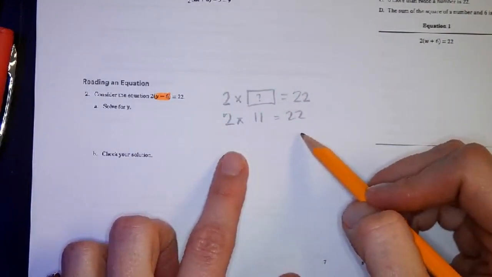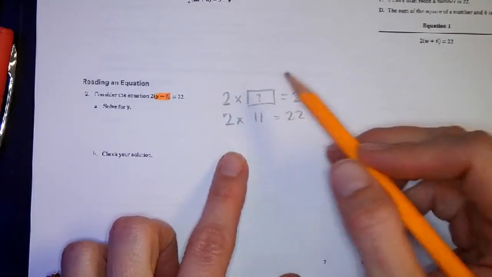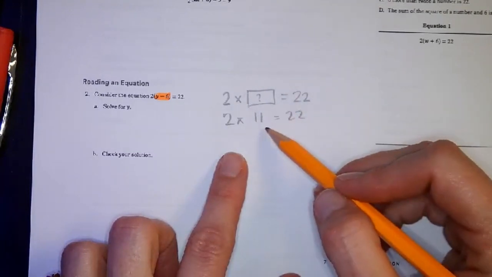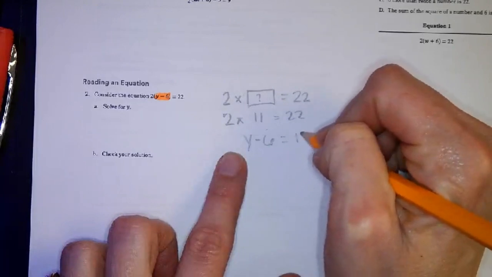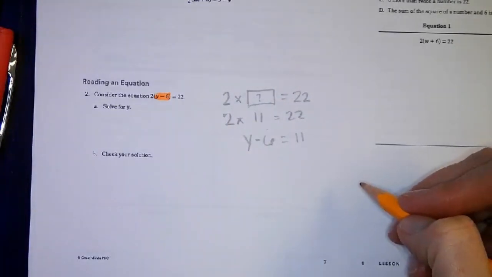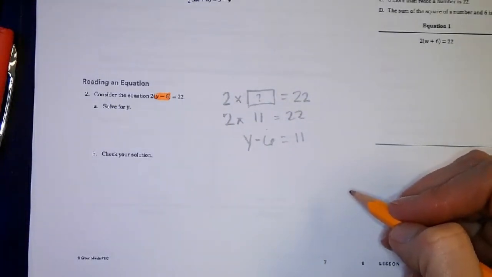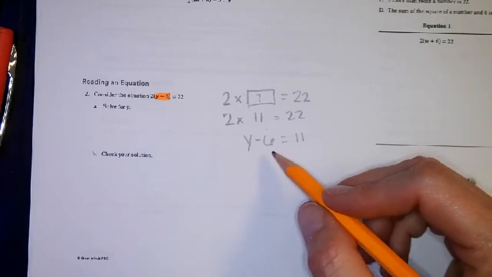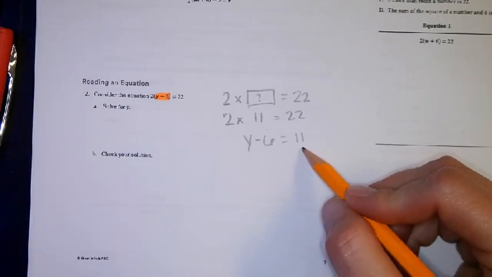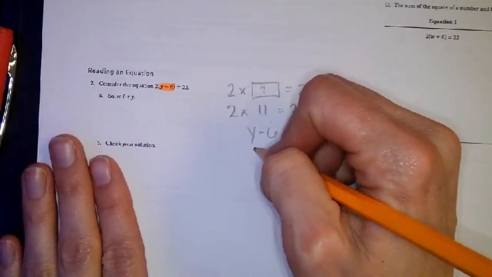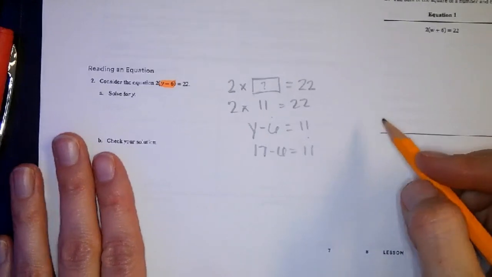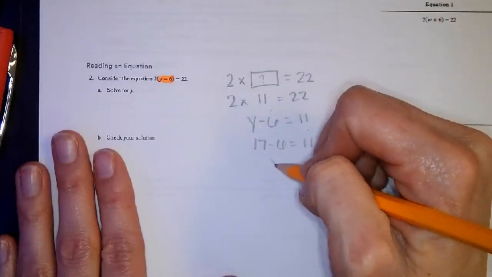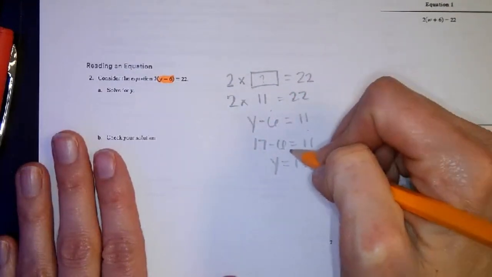If 2 times 11 equals 22, that means that whatever was in the parentheses or whatever's in the box has to equal 11. So that means that y minus 6 equals 11. Well, you now have y minus 6 equals 11. Here's your question again. What minus 6 equals 11? Well, you know that 17 minus 6 equals 11. So that means that y has to equal 17.